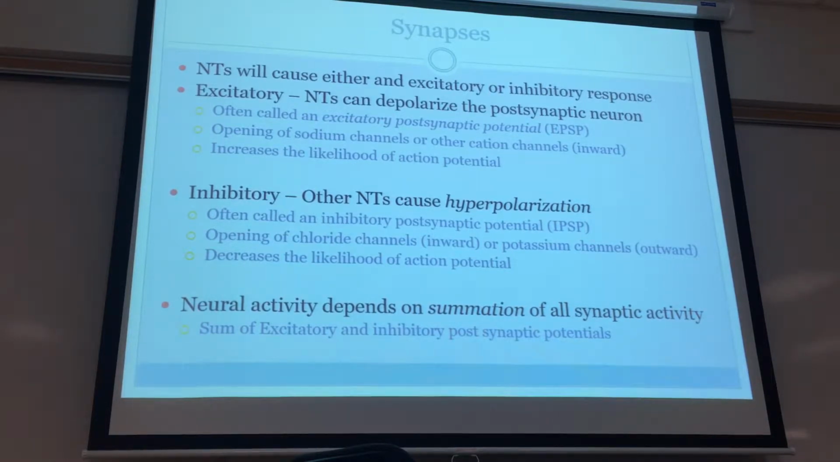The neurotransmitters that are released from the axon terminal, for the most part, can be excitatory or inhibitory. It depends on what those neurotransmitters are. Again, I haven't talked about how we release the neurotransmitter. I'm just talking about the neurotransmitters themselves. So looking at the chemical makeup, and we'll talk about the different types of neurotransmitters, they can either depolarize or hyperpolarize the postsynaptic neuron.